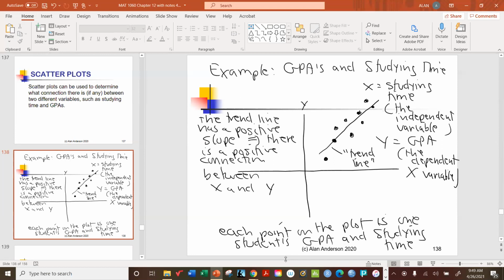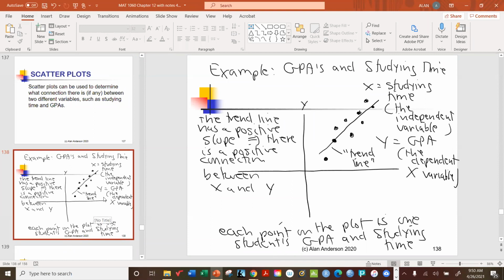Now, if you notice though, they don't always go up by the same amounts. The points are scattered around that line. Now, why is that? Because studying time is not the only thing that determines your GPA. Other factors can get involved as well. But for the most part, more studying should lead to higher GPAs. So that's a classic example of a scatter plot.